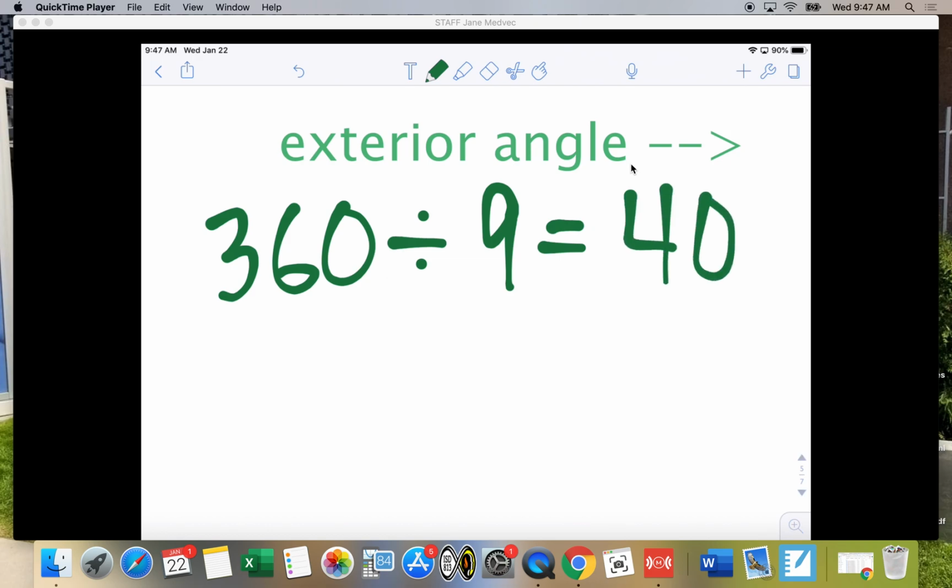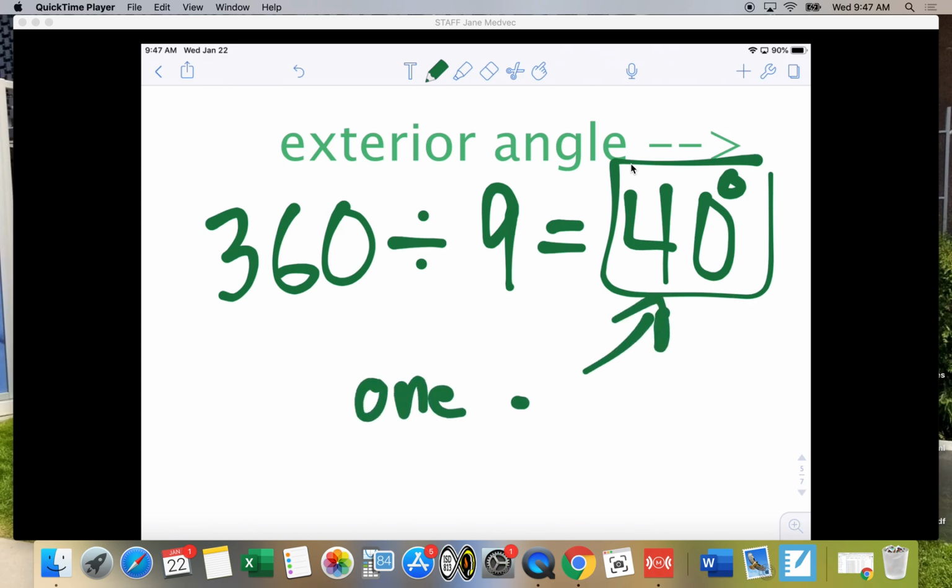40 degrees. So this is one exterior angle, 40 degrees. So if you think about a nonagon and it's got those little things that come off like a pinwheel, one of those exterior angles is 40 degrees. That happens with a regular nonagon.